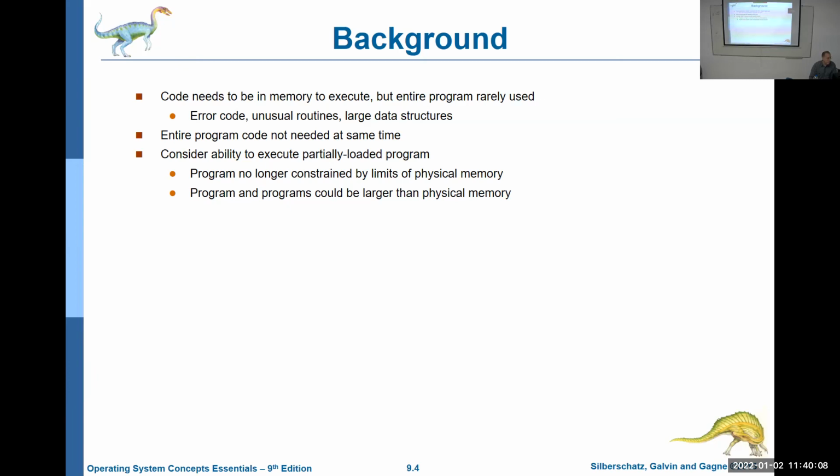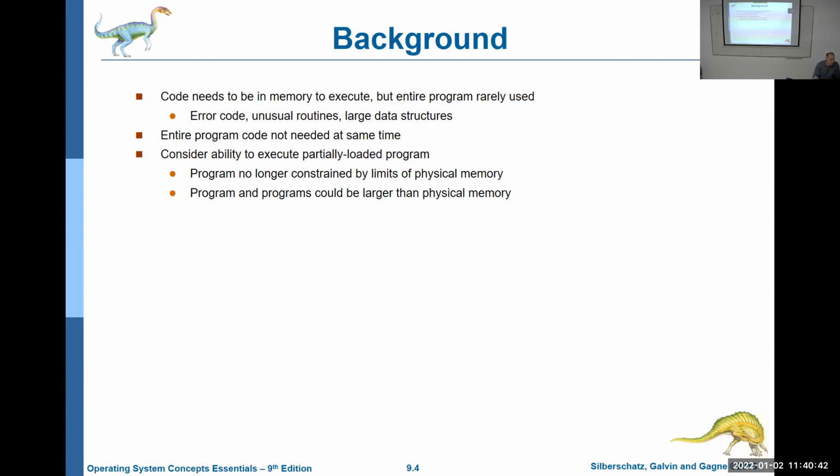So the entire program code is not needed at the same time. In other words, even though I need to have the whole program, I don't need to use all of it at the same time. I'm only using one row at a time. Perhaps I could execute a partially loaded program, and then the program would not be constrained by the limits of physical memory. If the memory was only 16 gigabytes, I could have a program that's 20 gigabytes in size and just bring in the parts that I need and put the other parts on the disk.